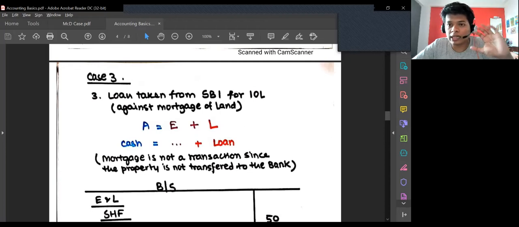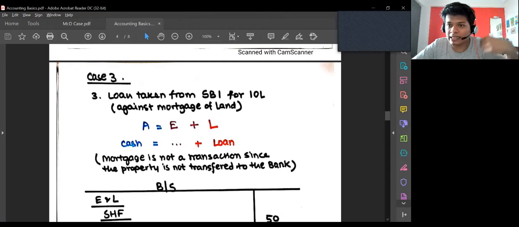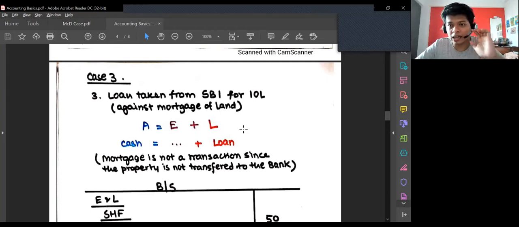So the transaction is not complete. If I sell the land, that is a transaction because I'm giving away something. Here I'm just giving it as a security. So in that case, it's not a transaction. So against a mortgage of land, this does not have any accounting impact.